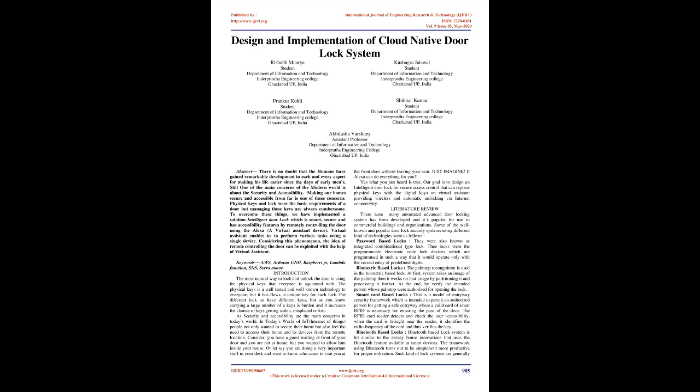Literature review. Many automated advanced door locking systems have been developed, and they are popular for use in commercial buildings and organizations. Some of the well-known and popular door lock security systems using different kinds of technologies are as follows. Password-based locks, also known as integrated combinational type locks. These locks were programmable electronic code lock devices, programmed in such a way that they operate only with the correct entry of predefined digits.